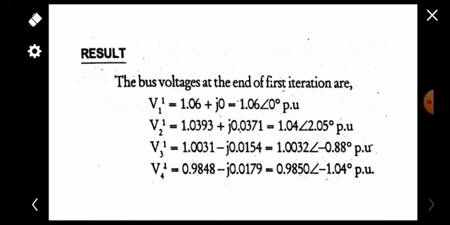At last we write the first iterated values of all the bus voltages: V11, V21, V31, V41. V11 is already specified in the question itself. For V21 the magnitude is specified but the angle is not, so we have found the angle for the generator bus. V31 and V41 are the load buses, and we have calculated their voltage values like this. I hope all of you understand the problem well.